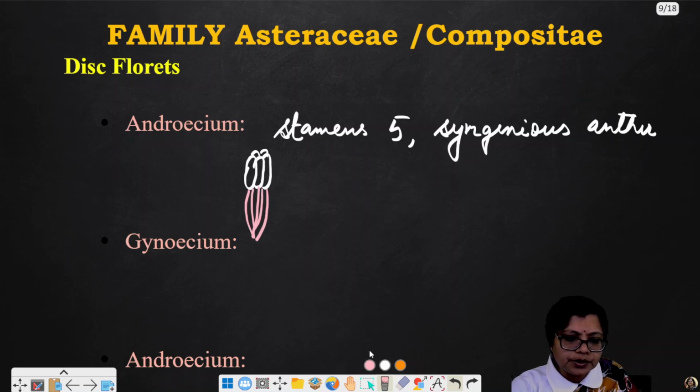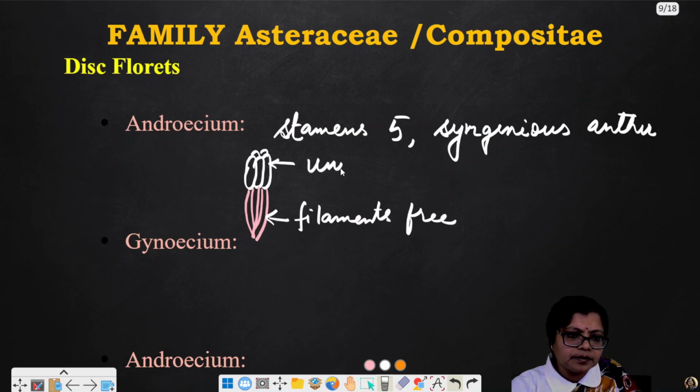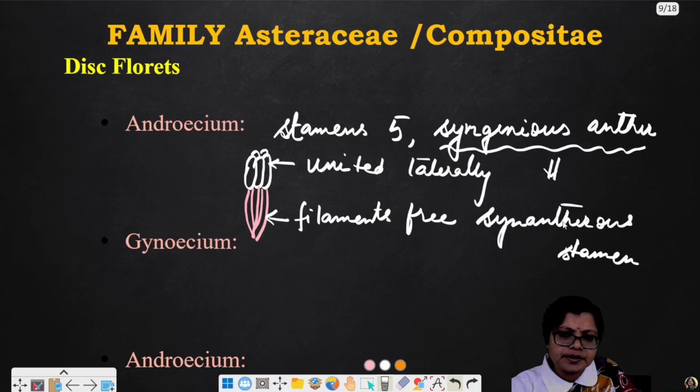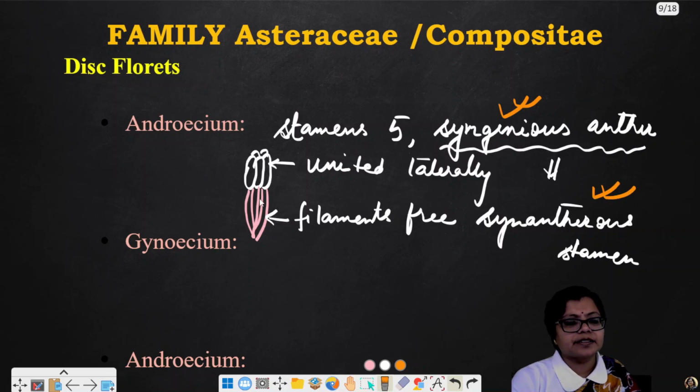Okay. So here these filaments are free. Anthers are united laterally, and this special type is known as syngenesious anther. Another name is synantherous stamen. That means anthers are united. This syngenesious anther is also the unique feature of the members of the Asteraceae.